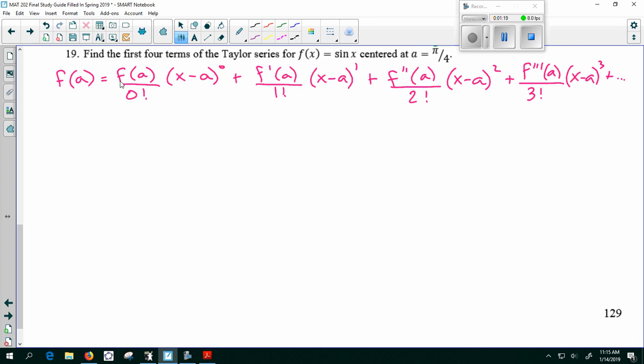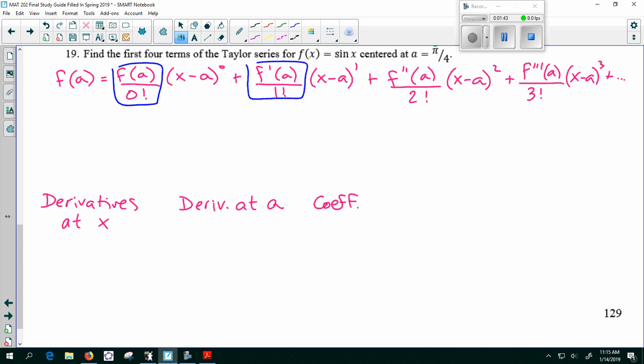So I'm going to make a chart where I have derivatives at x, derivatives at a, and then coefficient. The coefficient meaning this piece, the coefficient that's on the x minus a to a power. And then I need x minus a to a power.